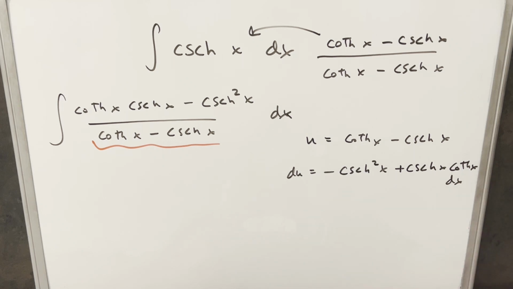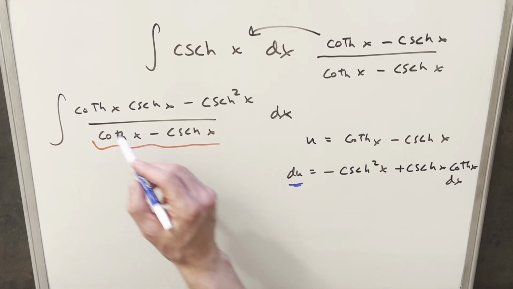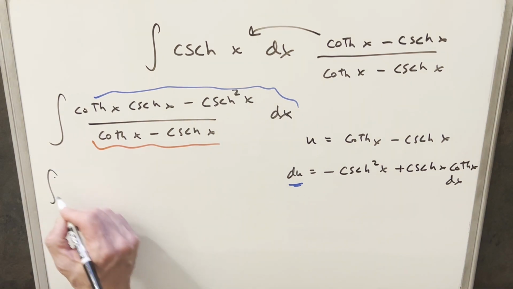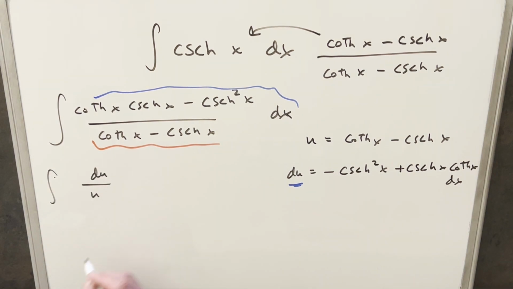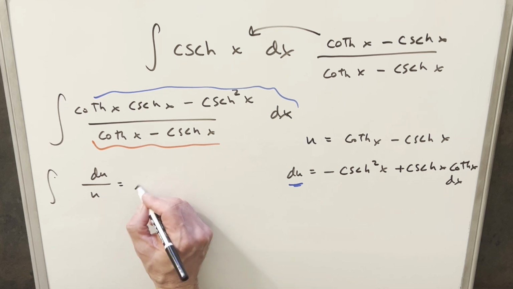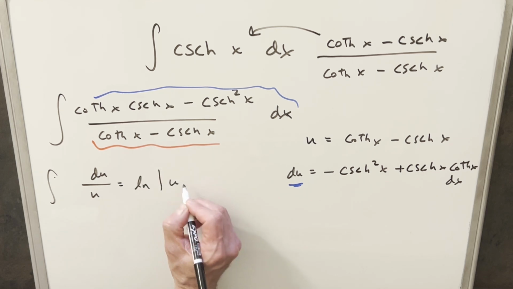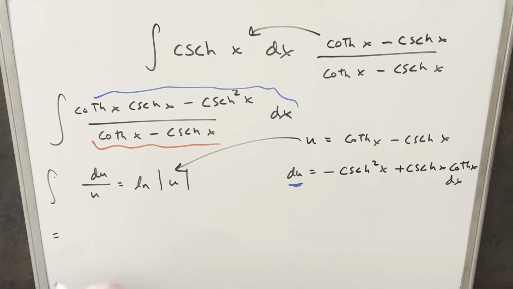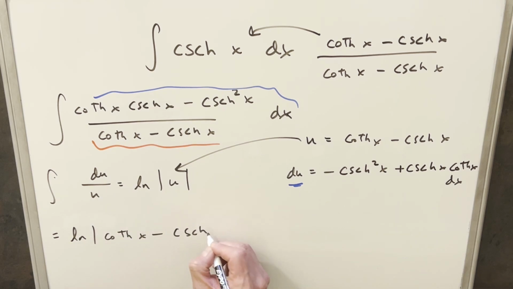The thing to notice is that our du value is actually just our whole numerator. So this reduces down to just du over u. We'll integrate that and get the natural log, absolute value of u. We'll back substitute, and so for our final solution we'll have the natural log, absolute value, of hyperbolic cotangent minus hyperbolic cosecant, plus c, and that's it.